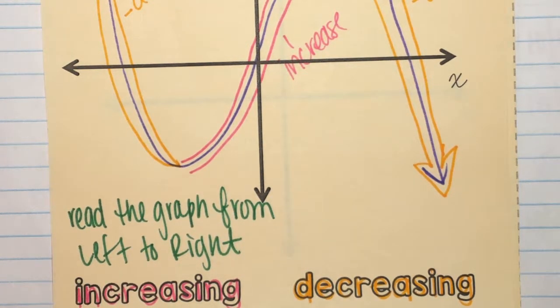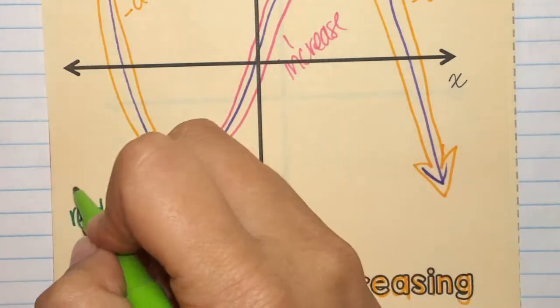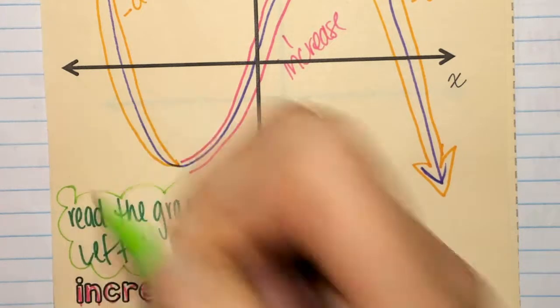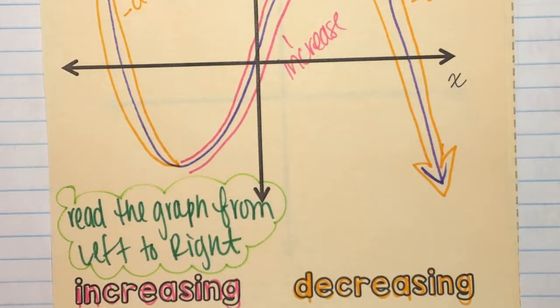Alright, please make sure that you have this. Read the graph from left to right because that is very, very important. Highlight it, circle it, put a star on it.